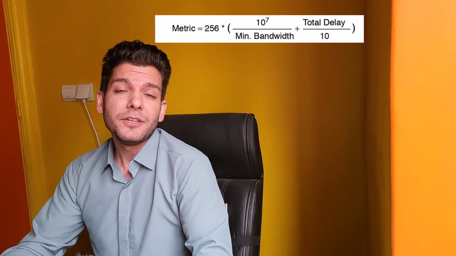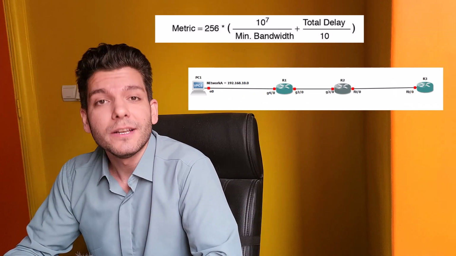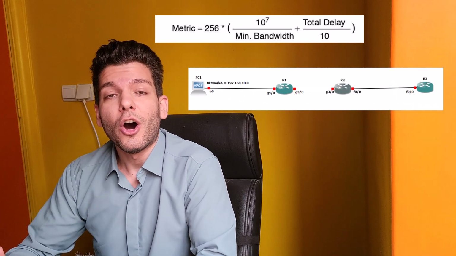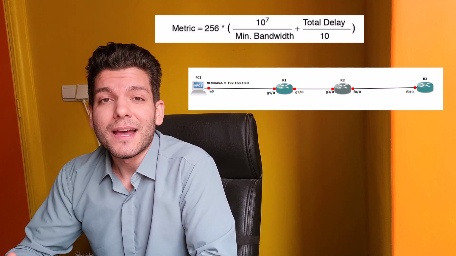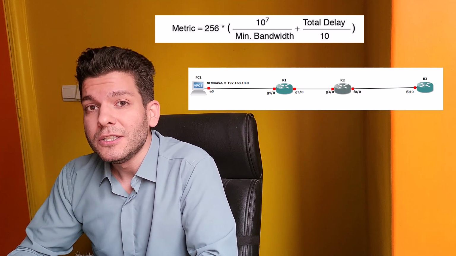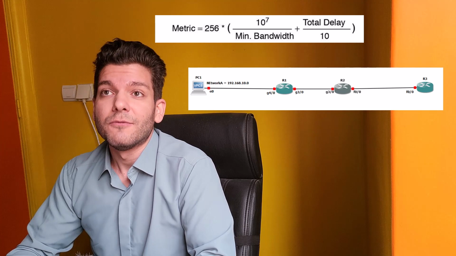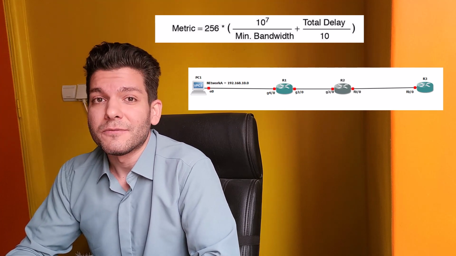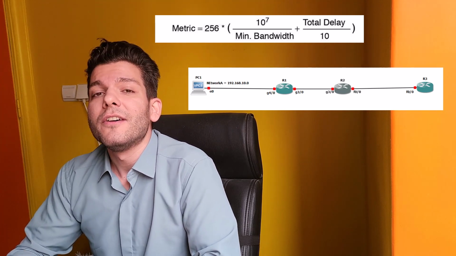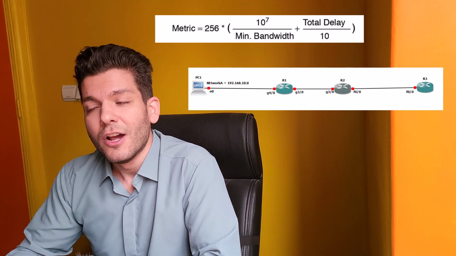We have a scenario with 3 routers and 1 destination. 2 links are gigabit interface with bandwidth 1 million kilobit per second. And 1 link is fast Ethernet with bandwidth 100,000 kilobit per second. Alright, let's do it.